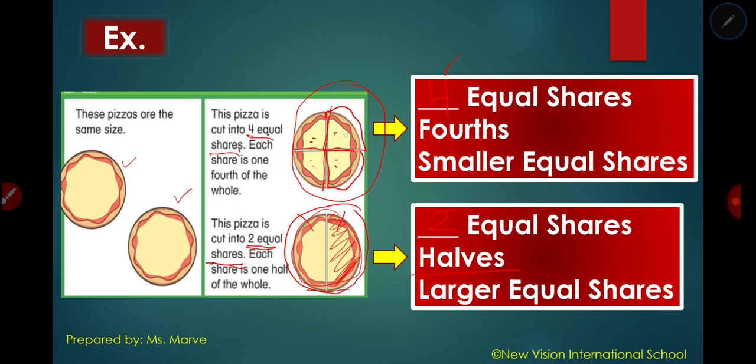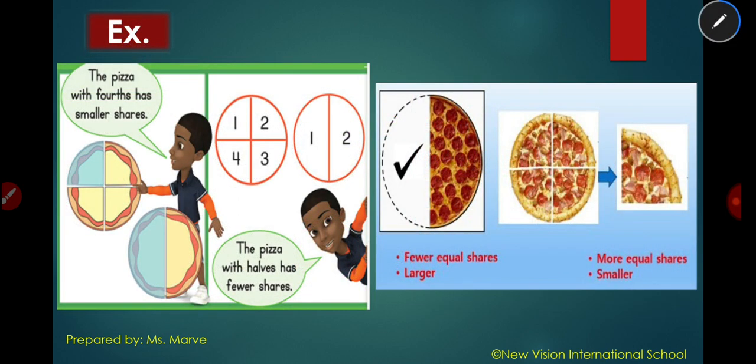Can you look at it? This is just a 1/4, but this is a 1/2. 2 of 1/4 is actually 1/2. So if you divide your pizza into 2 compared to a pizza that is divided into 4, the 2 equal shares has larger equal shares, while the 4 equal shares is the smaller one. Okay? Very good.